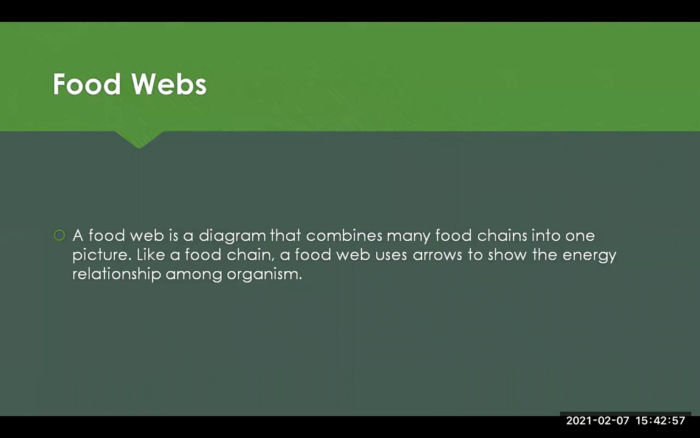Food webs. A food web is a diagram that combines many food chains into one picture. Like a food chain, a food web uses arrows to show the energy relationships among organisms.